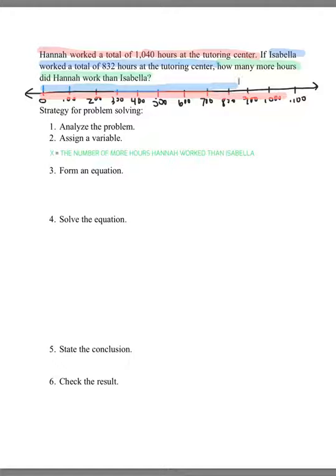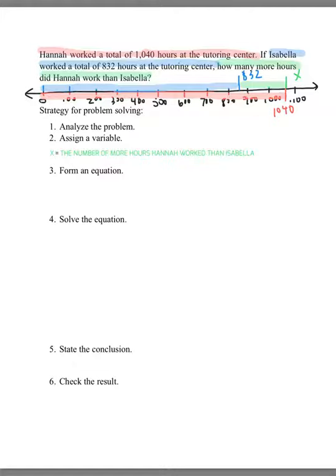So again, 832, and we have 1,040. So now the question that we want to answer is, how many more hours did Hannah work than Isabella? Well, that's going to be represented by this space in between. That space right there, that green, that's going to be our variable x, and that's what we want to know. So we're going to go ahead and create an equation, and then I'm going to solve that equation.